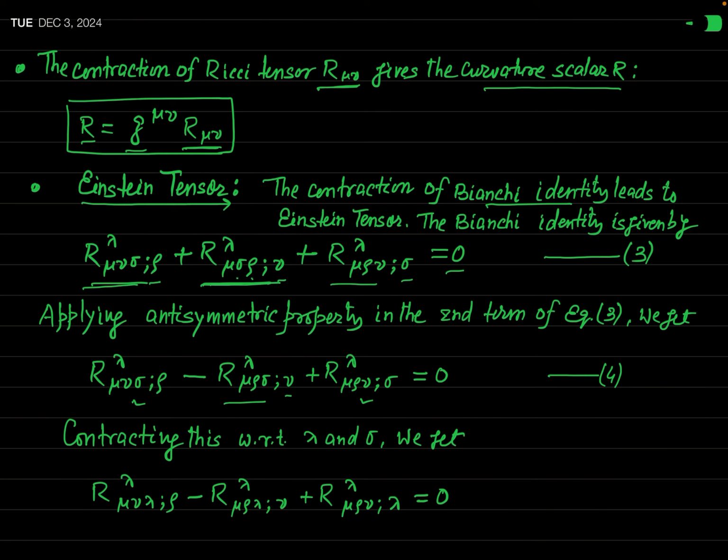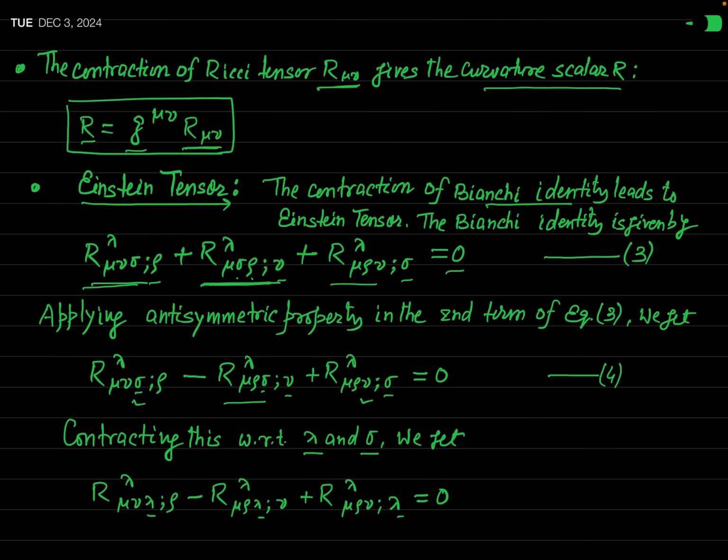Now we will contract this expression defined in equation 4 with respect to the indices lambda and sigma. So in place of sigma we will now write lambda. Mark it: in the first term this sigma will be replaced by lambda. I have done it. In the second term again this sigma will be replaced by lambda, and other indices will remain as they are. And in the last term this sigma will be replaced by lambda. Okay.